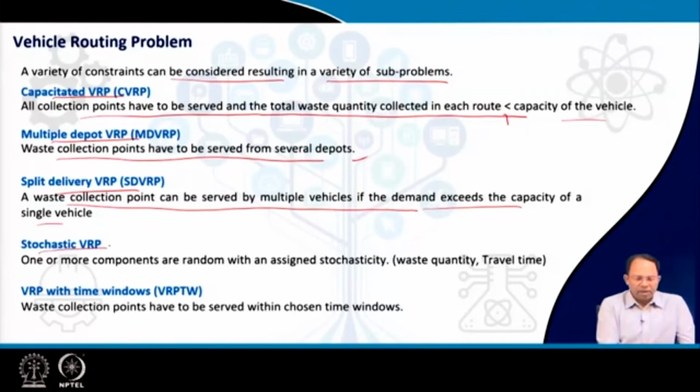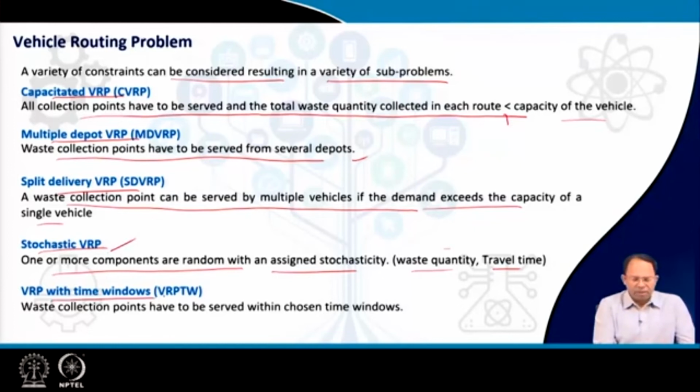Then stochastic VRP, where one or more components are random with an assigned stochasticity, like the waste quantity can vary over time. For the same point, the waste quantity may not be the same every day, or the travel time along a corridor may not be the same every day. So, if I introduce this stochasticity or probability in the estimation, then the values are different every day, and my optimization strategy has to consider that. So, that's called a stochastic VRP.